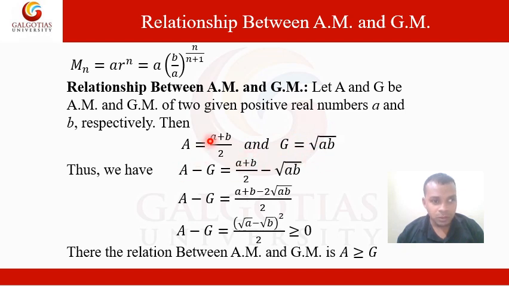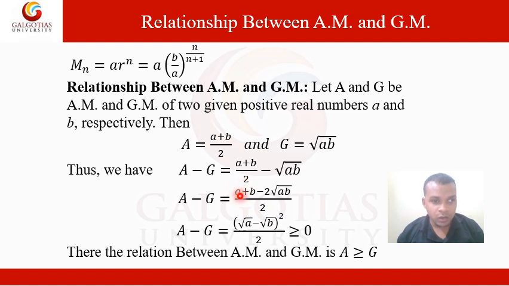So if I am going to subtract these two results, A minus G will be equal to (a plus b) divided by 2 minus the square root of ab. If I take the LCM, what is happening here? It is a plus b minus 2 times the square root of ab, divided by 2.